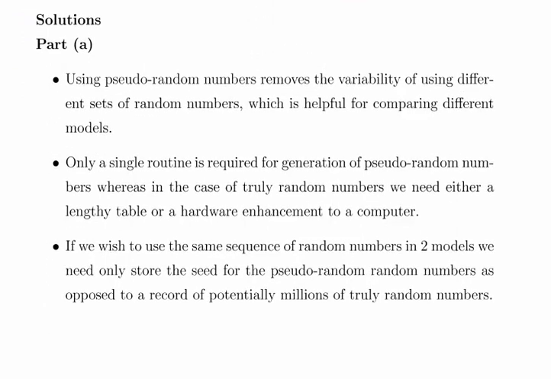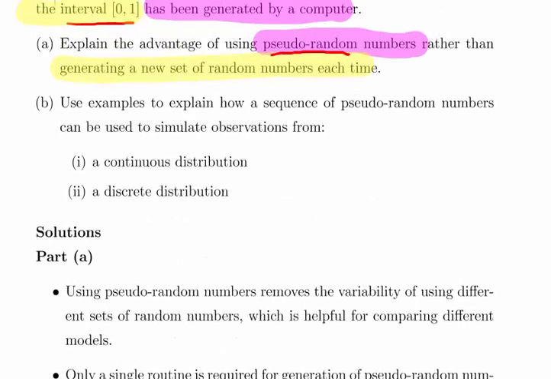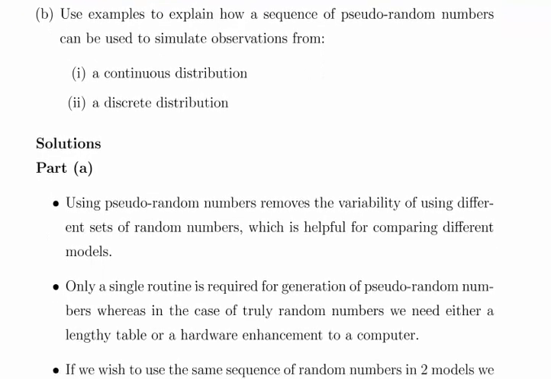This type of question is going to be seen less and less, because I think the idea of using a published physical copy of tables is going to be less and less frequent. But anyway, using pseudo-random numbers removes the variability of using different sets of random numbers, which is helpful for comparing different models. Sorry, what's the question actually? Just go back to the question. Explain the advantage of using pseudo-random numbers rather than generating a set of random numbers each time.